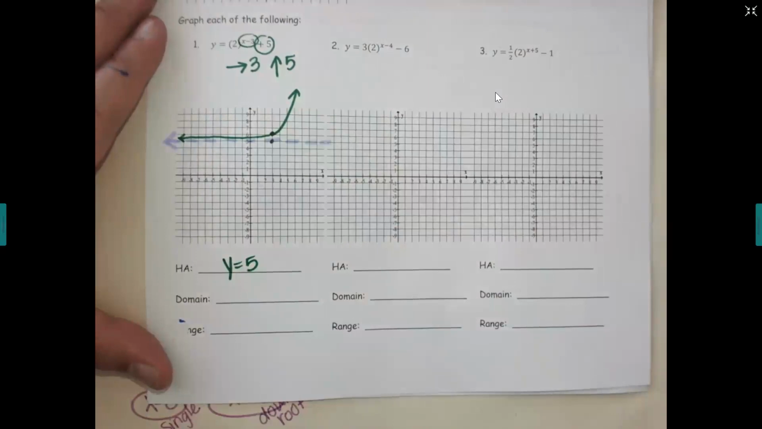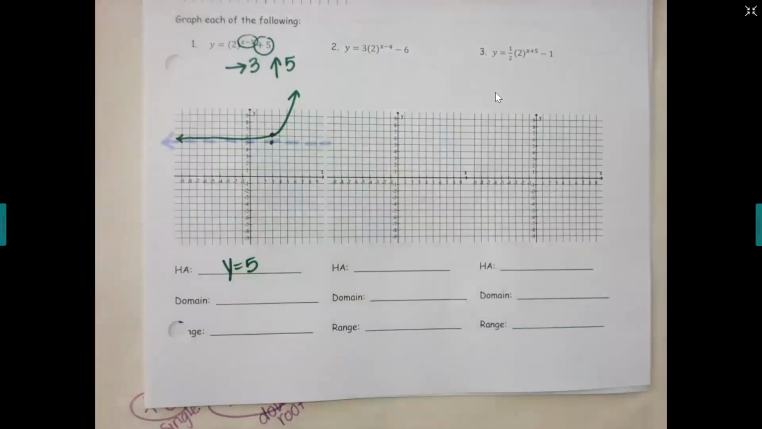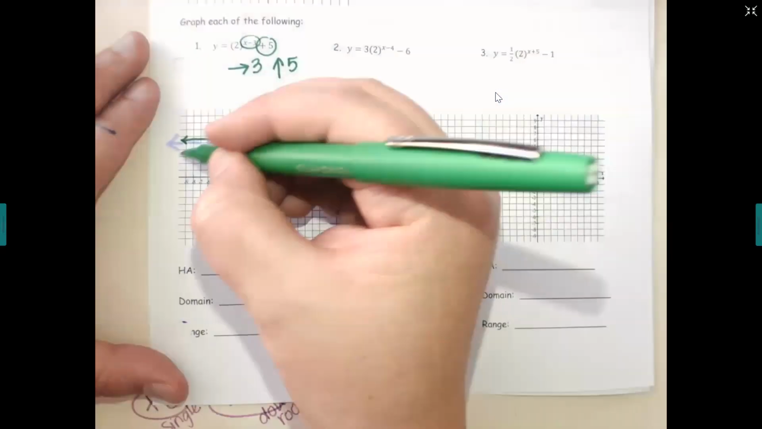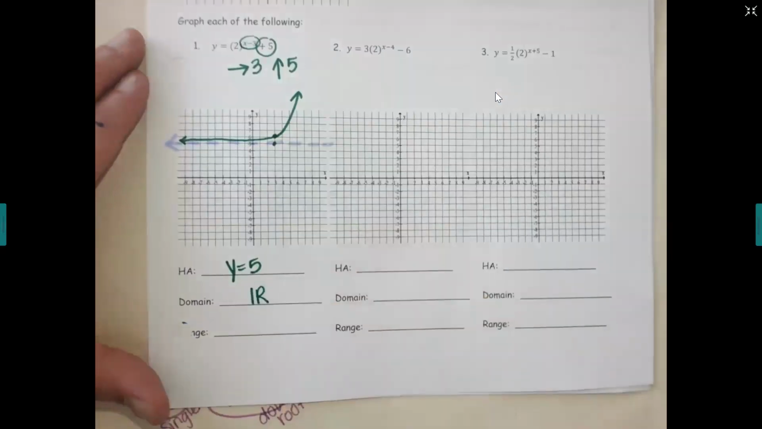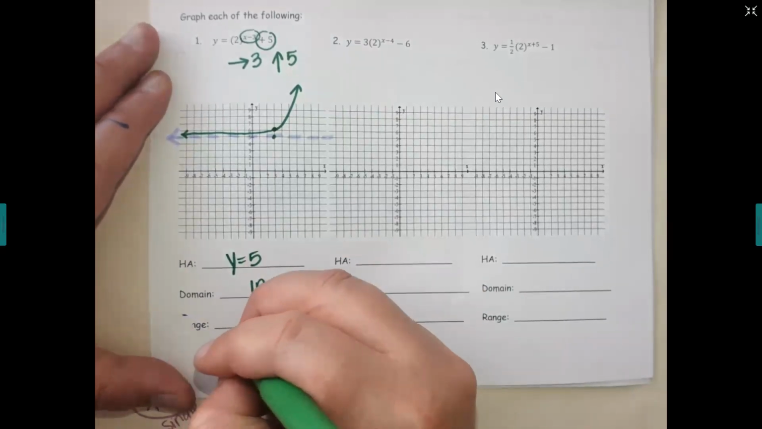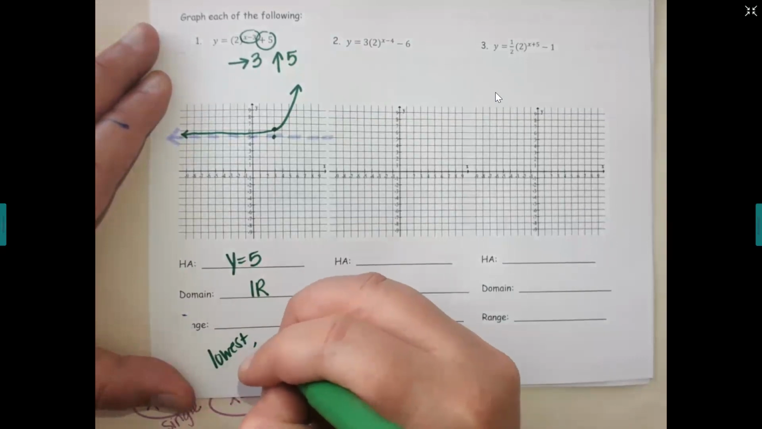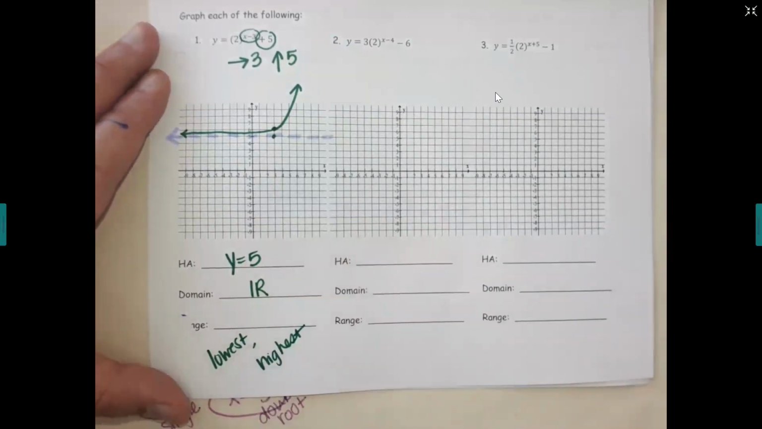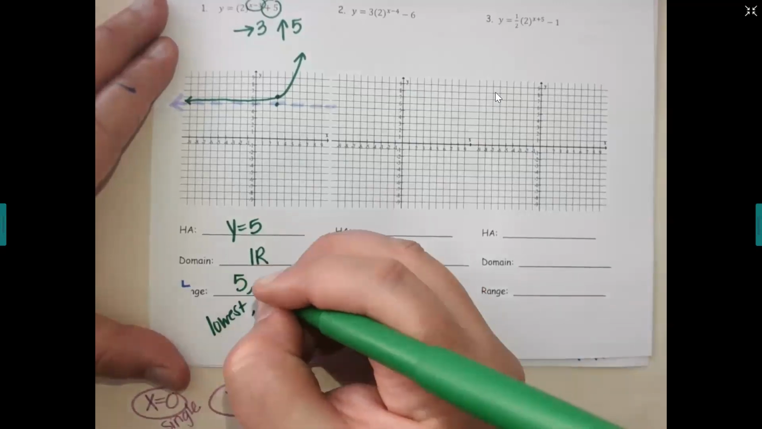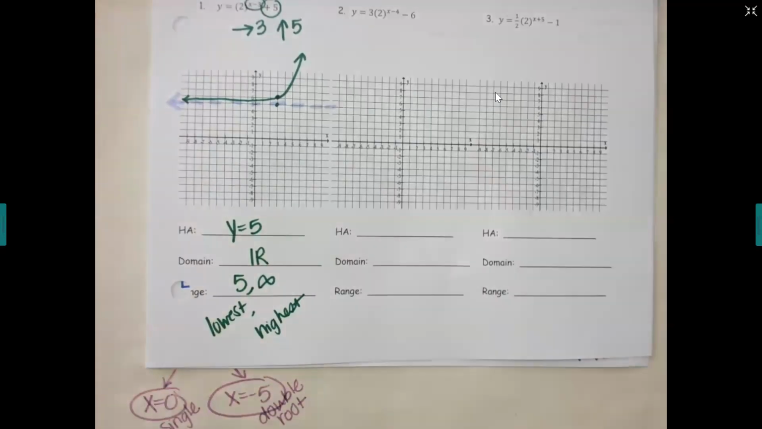And then my domain, how far to the sides does this graph go? Infinity this way, negative infinity this way, so we'll put all real numbers. And then for your range, remember range is lowest comma highest. What is the lowest that this one can go? 5, and what's the highest it can go? Infinity. Now, remember, I'm gonna get closer and closer to 5, but I'm never gonna actually get there. So do I want a bracket or a parentheses on 5?